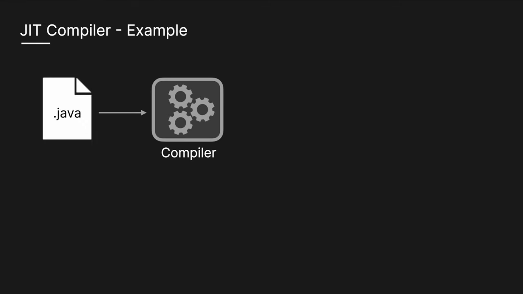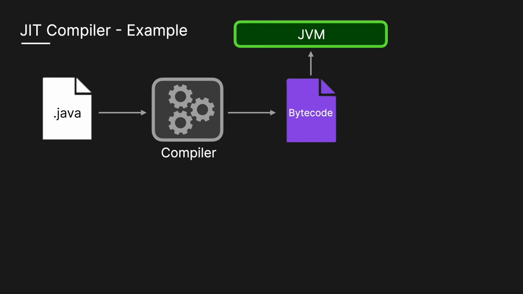So let's look at a real-world example of a just-in-time compiler. Let's say you've just written some Java source code. You can then use the Java C compiler to compile that source code into platform-independent bytecode, which will generate class files. The JVM's class loader will then load these class files into memory, dynamically loading these classes at runtime.